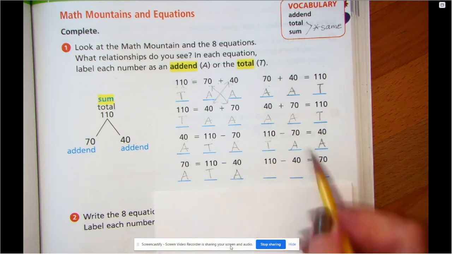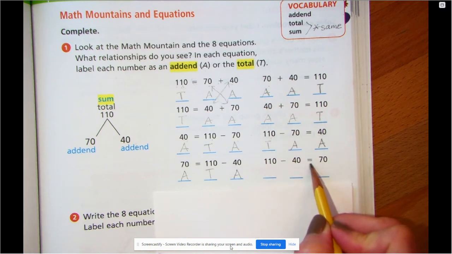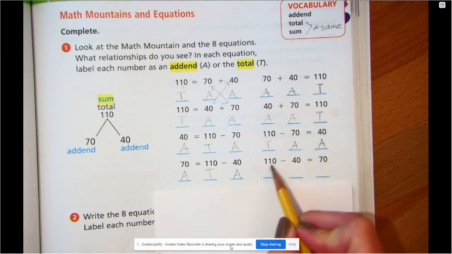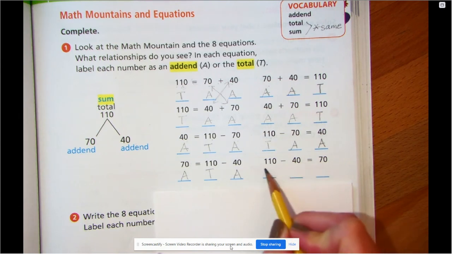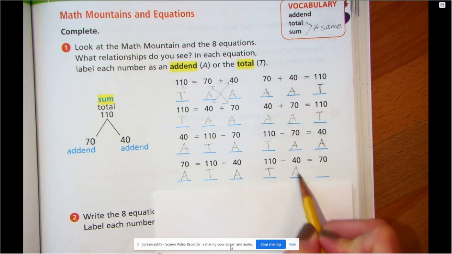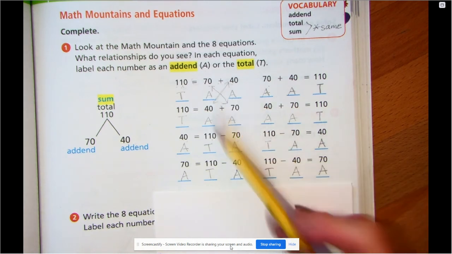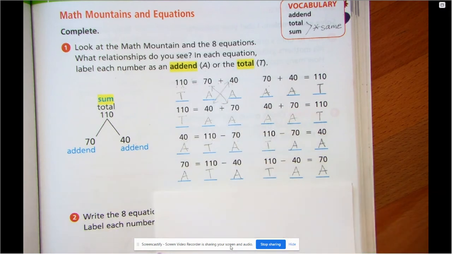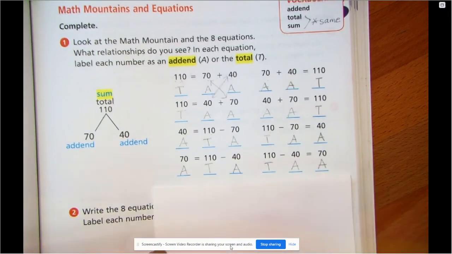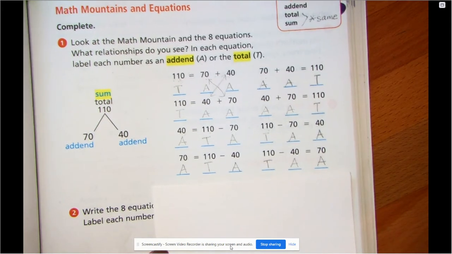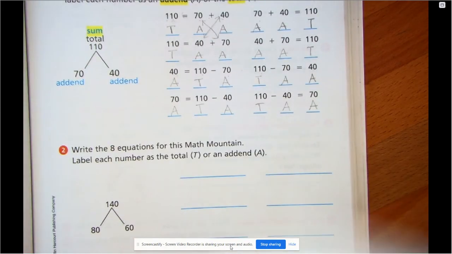All they're doing now is moving that equal sign to the end of the equation. This is more what you're used to seeing. Total minus the addend gives us the other addend, right? So thinking about fact families, we have totals and then we have the addends, and you want to make sure that you are able to distinguish between them. And now for number 2, we're going to look down here.